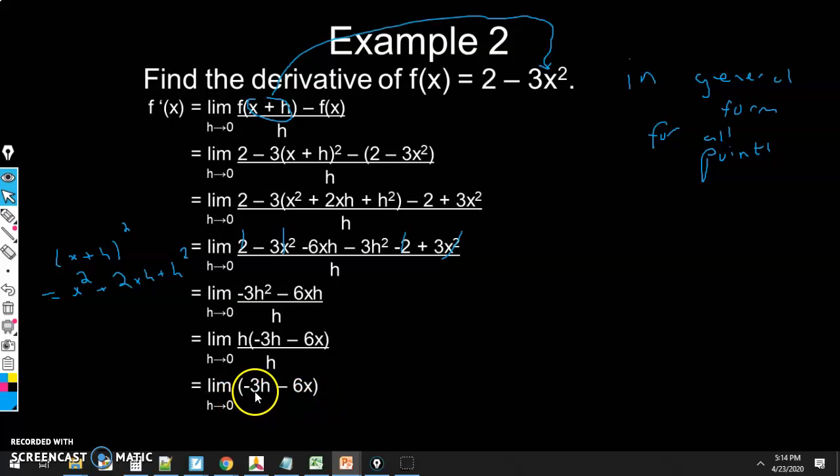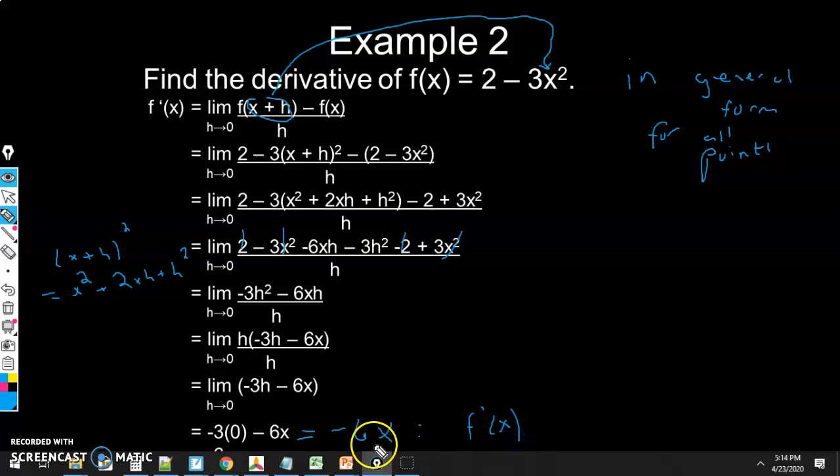And now you can get your general form by substituting. So you put in the 0. So your general form is negative 6x. Now that is off the page, but it will look like, there you go. So that is your general form of the derivative of this function. This is what we would call f prime of x.